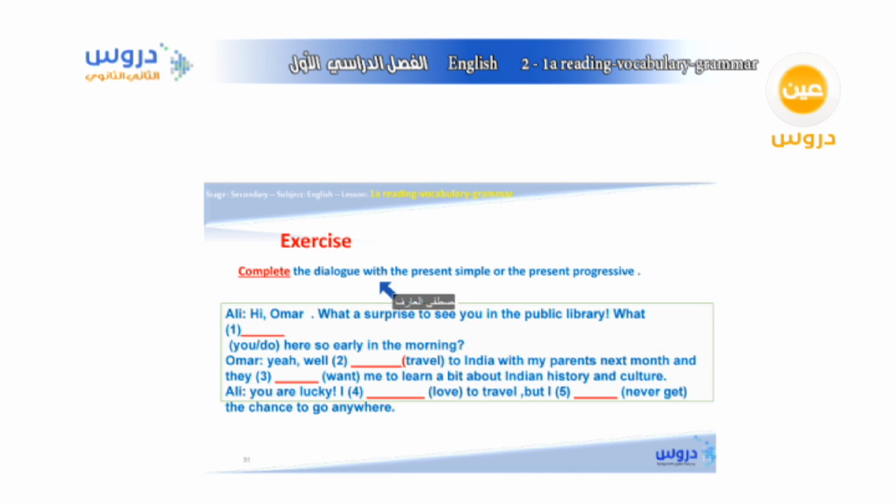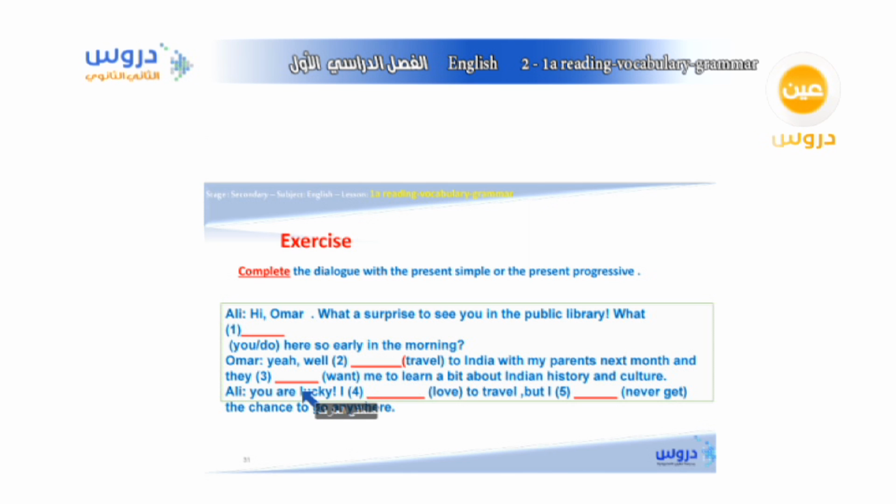So let's do very quickly this exercise about choosing the best verb. So we have 1, 2, 3, 4, 5, and we need to choose the verbs here. How can we change them? So we have Ali and Omar talking. Hi, Ali. Hi, Omar. What a surprise to see you in the public library. What do you do here early in the morning? Yes, that's right. You do. What are you doing here? Because he's talking about now. What are you doing here now this morning?